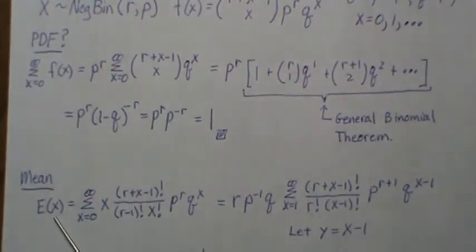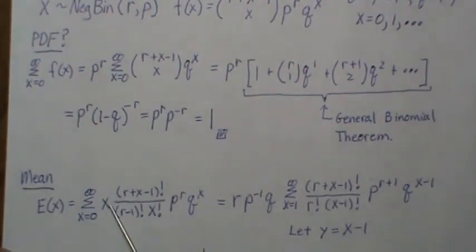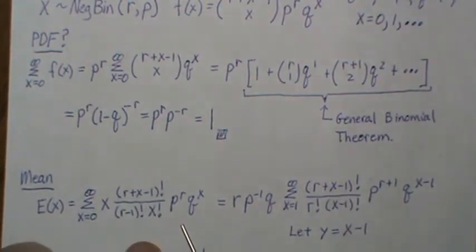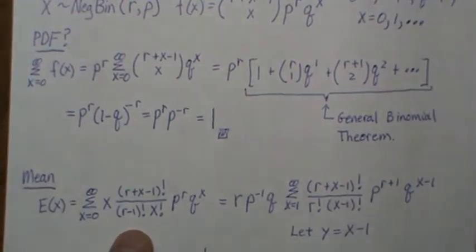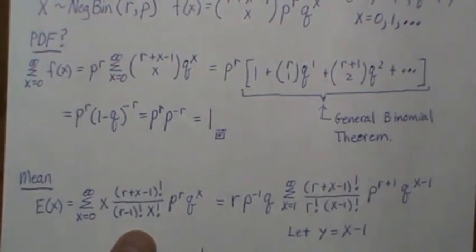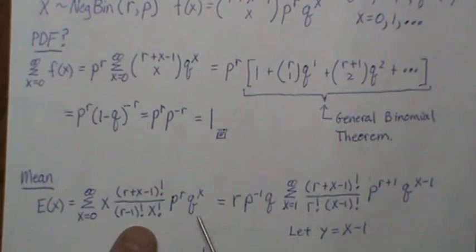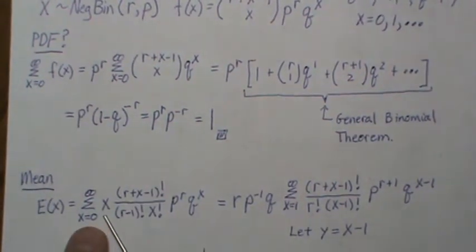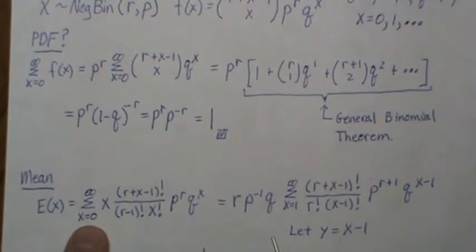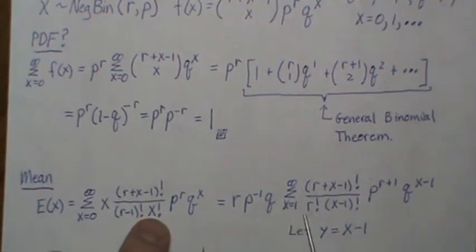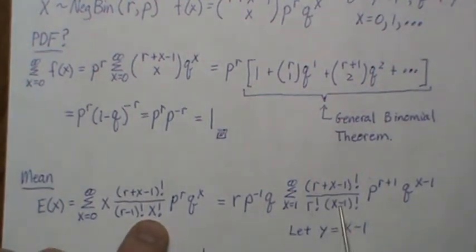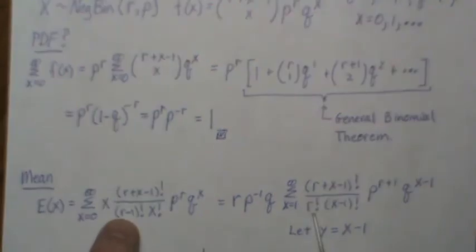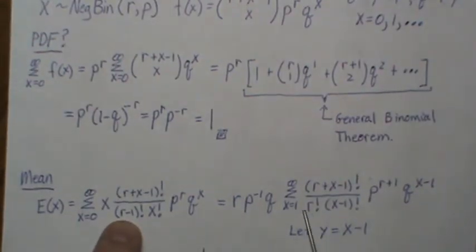So the mean is the expected value of X. We take X times the PMF and then sum it over all possible values. The goal in most of this is to manipulate it so it looks like a PMF again, a probability mass function. Notice when X is 0, this is 0, so we might as well start at 1. And from here, X actually cancels with one of those in the X factorial, and we multiply and divide by R to make this R factorial.